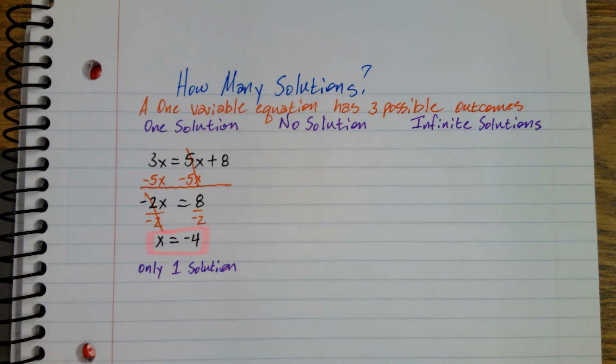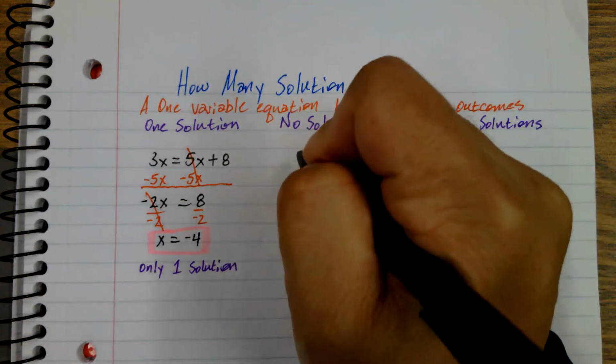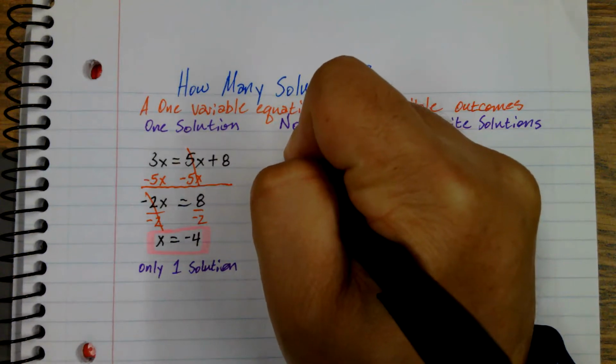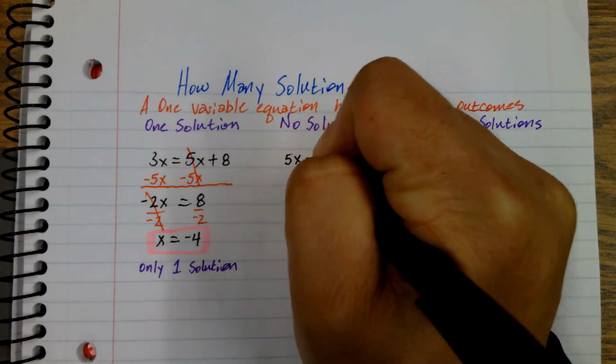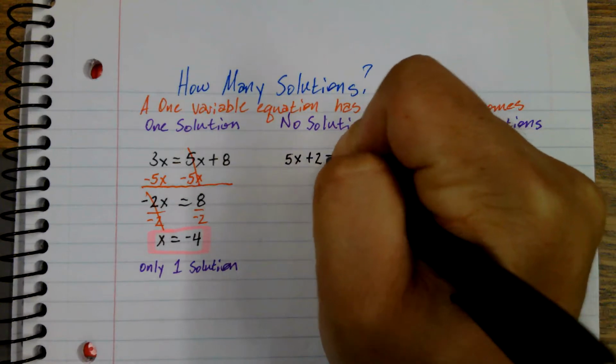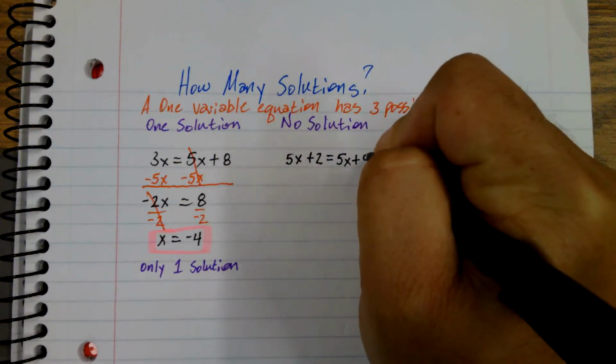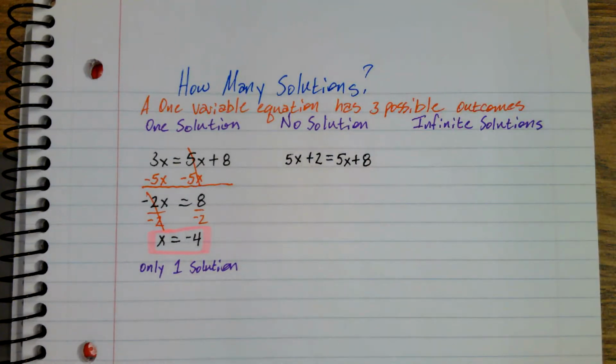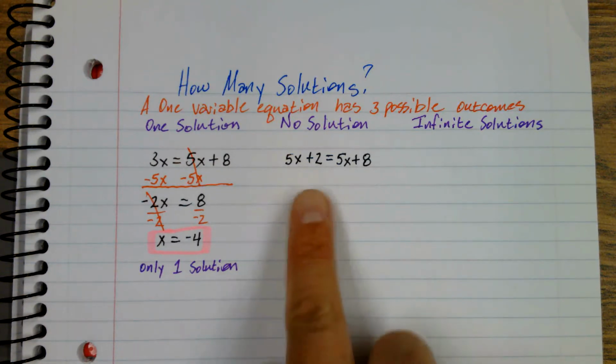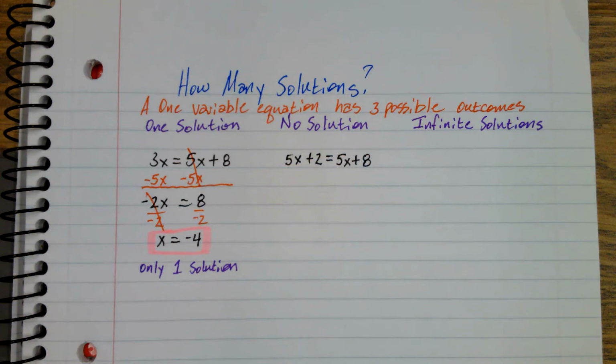So I end up with negative 12 equals negative 12, a true statement, a true math sentence. Okay, here's an equation that's going to give me no solution. You ready? Let's do 5x plus 2 equals 5x plus 8. Take a look at this equation. What do you notice here, guys? Just observe. What are you noticing or wondering? Tell me in the chat, please.